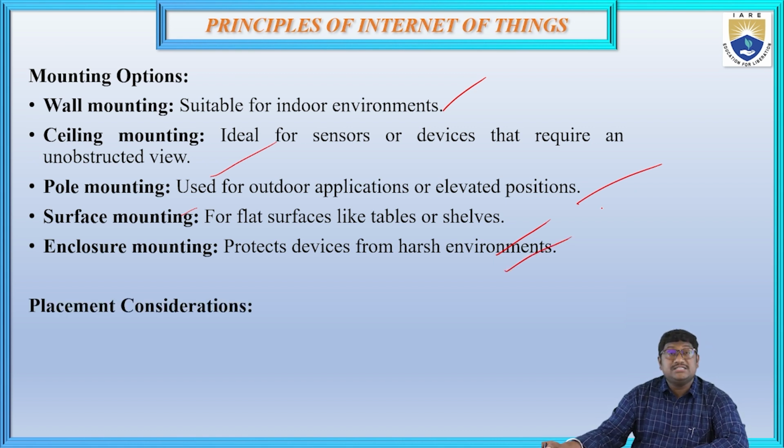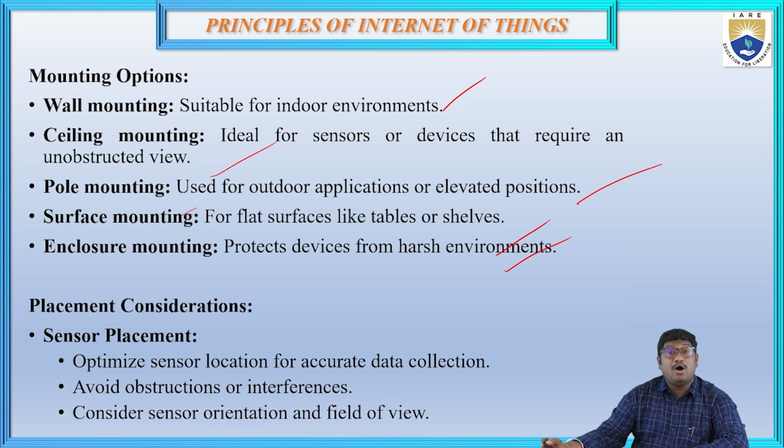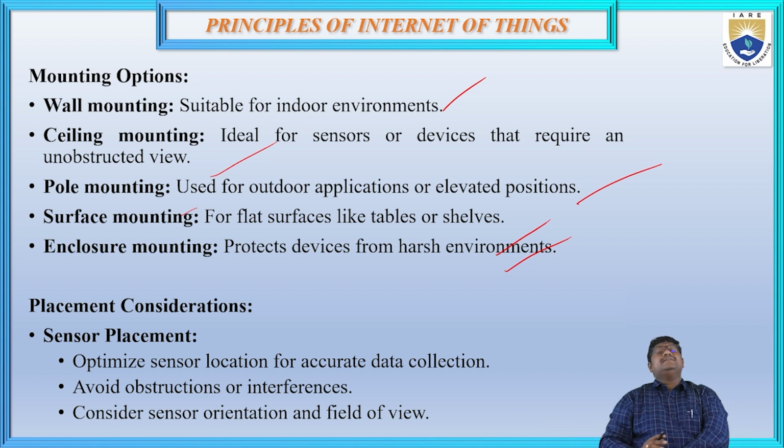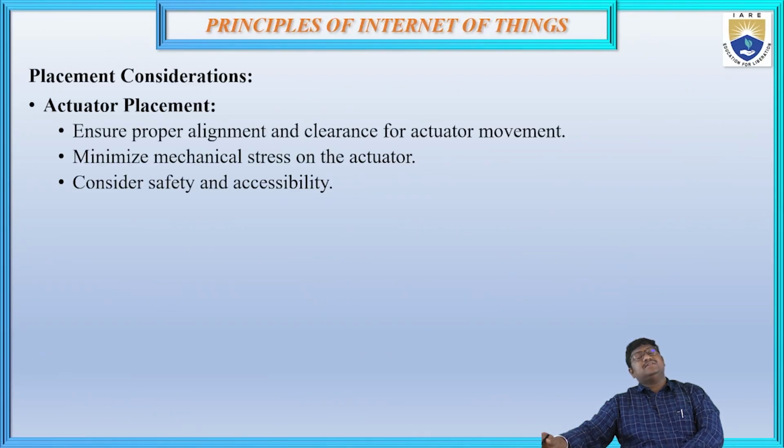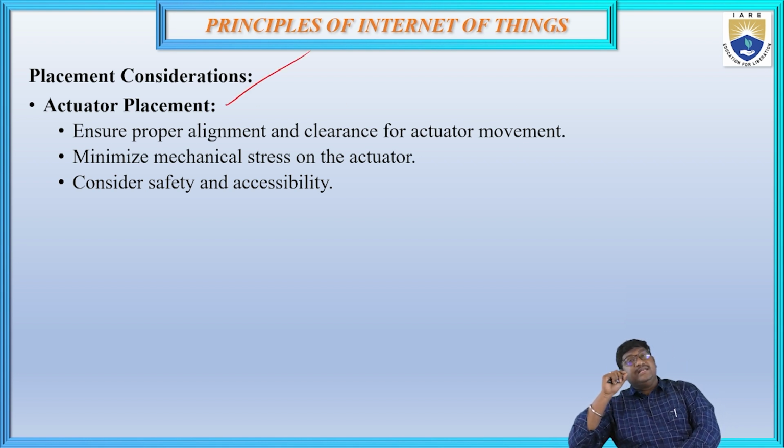harsh environments. Placement considerations: sensor placement should be optimized for accurate data collection, which needs to avoid obstructions and interference. And also, you need to consider orientation and the field of view. These are the placement consideration factors. And the next placement consideration factor is actuator placement. In actuator placement, you need to ensure proper alignment and that clearance for actuator movement is present. And also, you need to minimize mechanical stress on the actuator, and you need to consider safety and accessibility, guys.